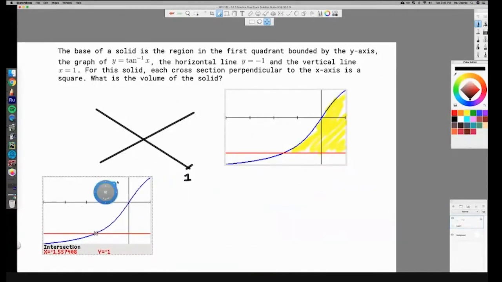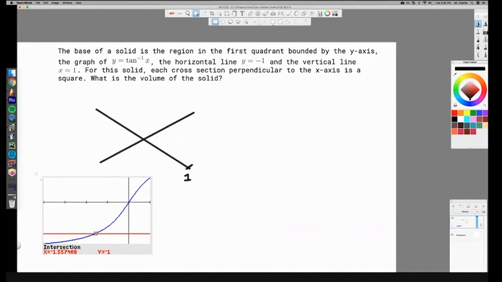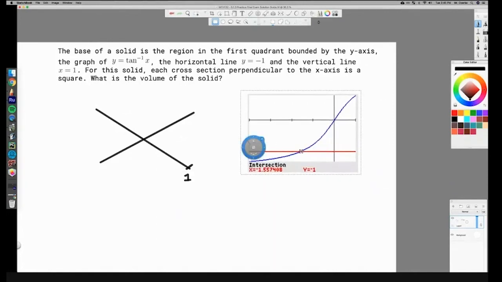I'm actually going to use this graph over this one just because it's got the intersection already in there. So we're looking for, this is the base of the solid. And we're going to be putting, what are we putting on here? Which shape? Square. So we're going to be putting squares off of this.